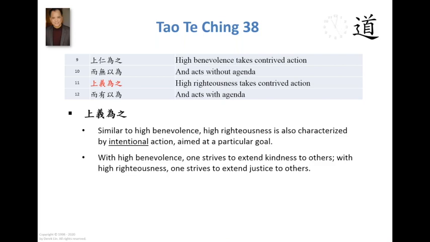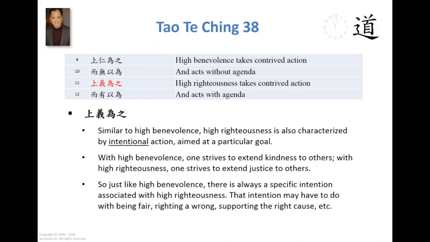So there's a bottom line. There's always a specific intention associated with high righteousness. And maybe to be fair, to be just means to be fair, righting a wrong, supporting the right cause. It may be restoration, restitution, compensation, balancing the scales of justice, meting out punishment, and so on. There's a whole variety of different intentions associated with high righteousness. I think that makes sense, right? Let's continue.